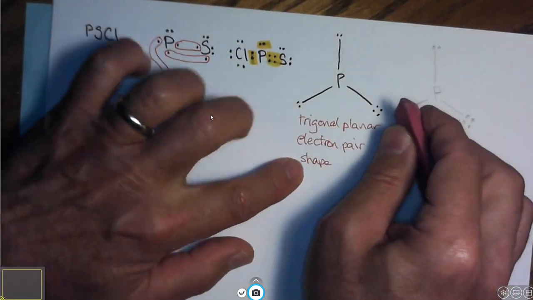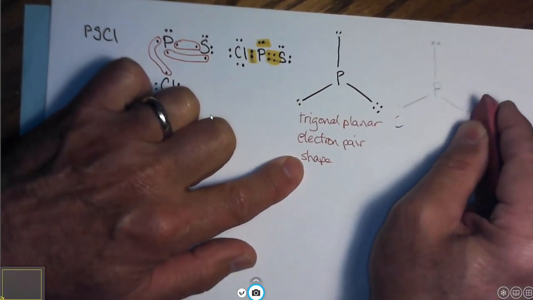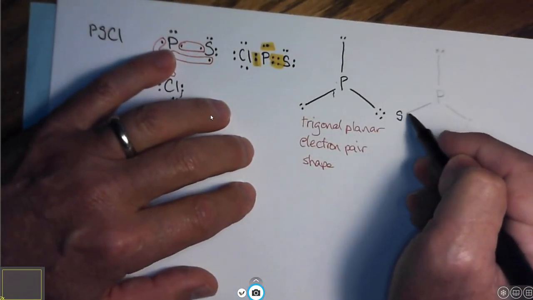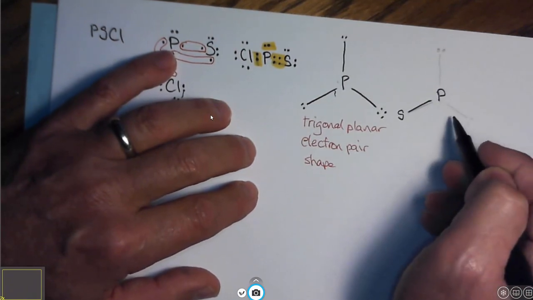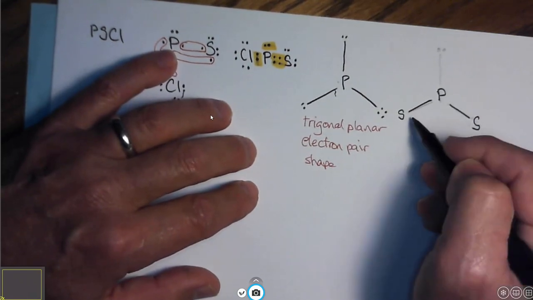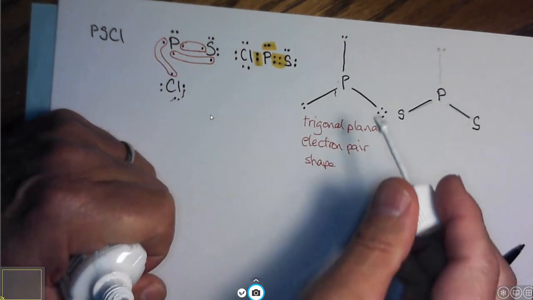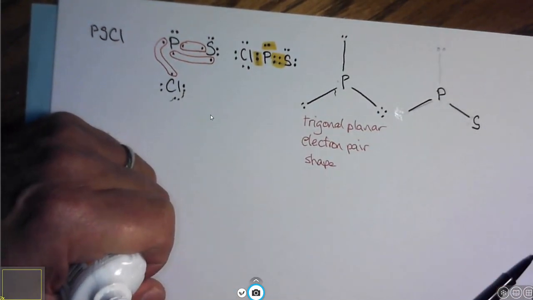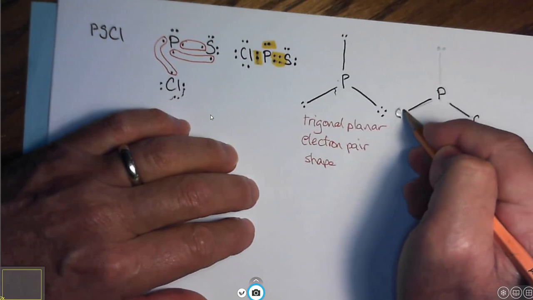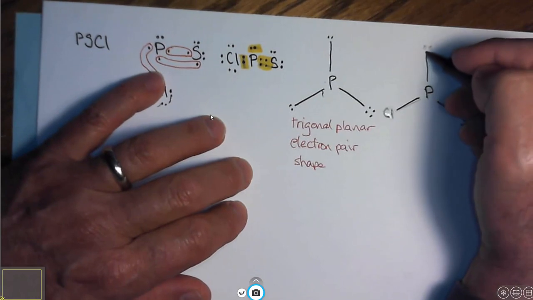I'm going to put the chlorine over here, and I'm going to put the sulfur over here. So we've got sulfur and phosphorus, and this should be sulfur over here and chlorine right there. I got that backwards, didn't I? Because I had to have the chlorine where the two electrons were. And then the lone pair up here has to stay a lone pair right now.